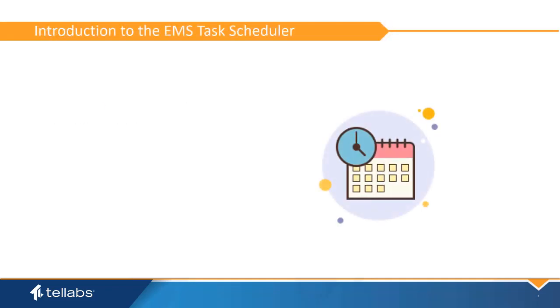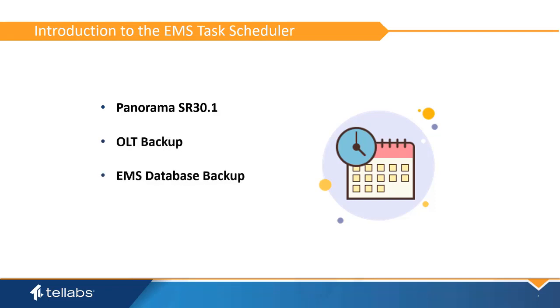With the release of the 30.1 EMS software, the Panorama EMS adds the capability to schedule maintenance tasks on the system. This allows automation of the scheduling of common tasks. The Task Scheduler allows the creation of schedules for OLT Backup, EMS Database Backup, and OLT Software Download. This tool simplifies these tasks by setting up a convenient time in Panorama for maintenance tasks that would typically need to be accomplished during less busy times on the network.